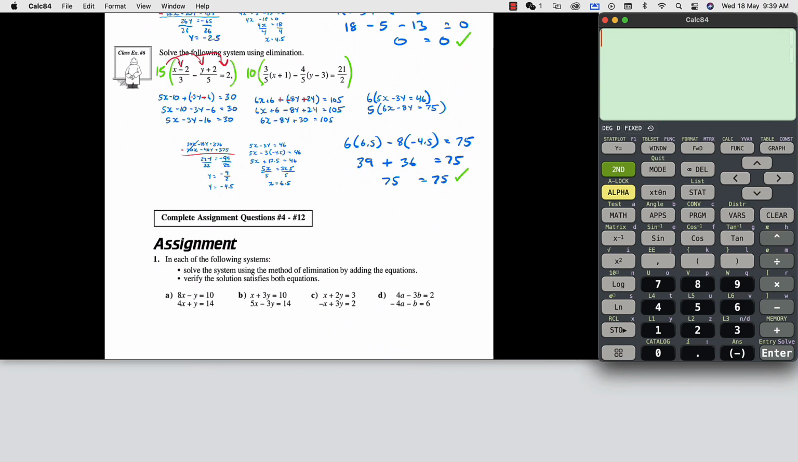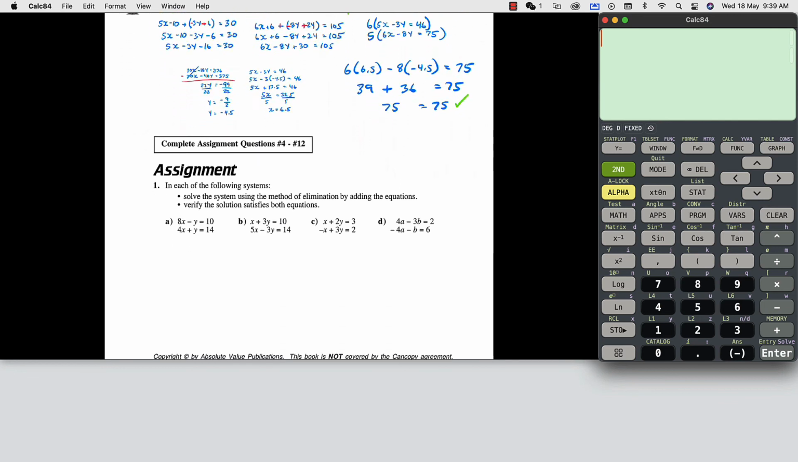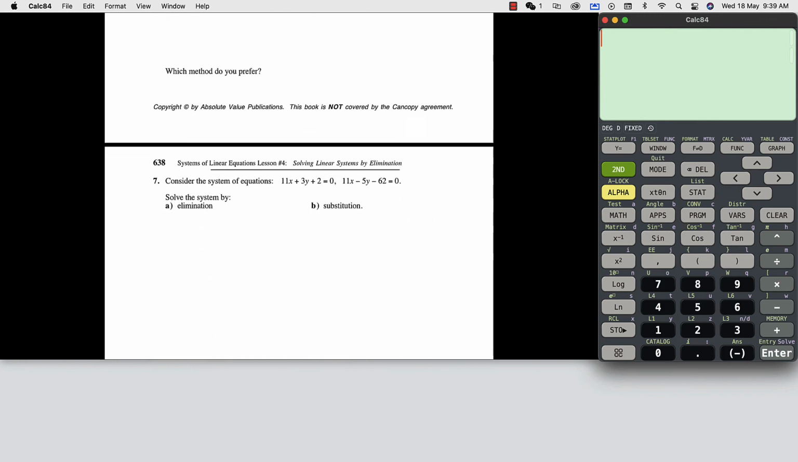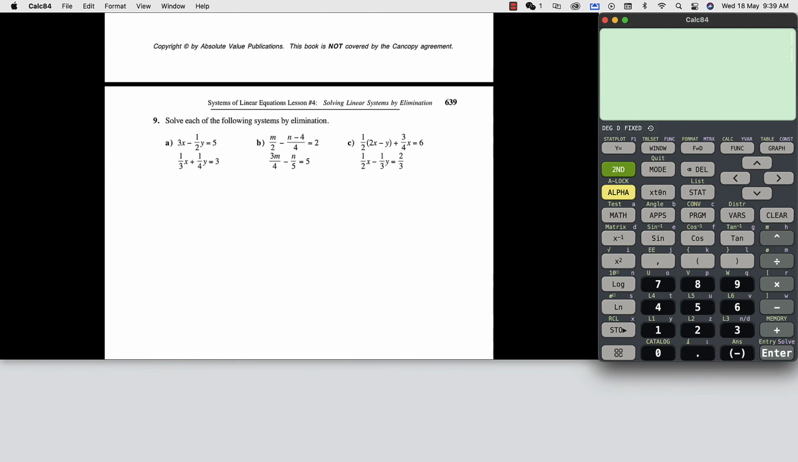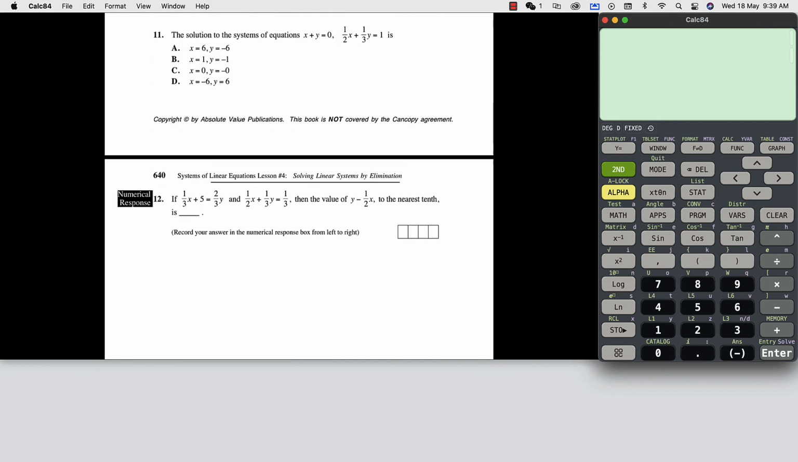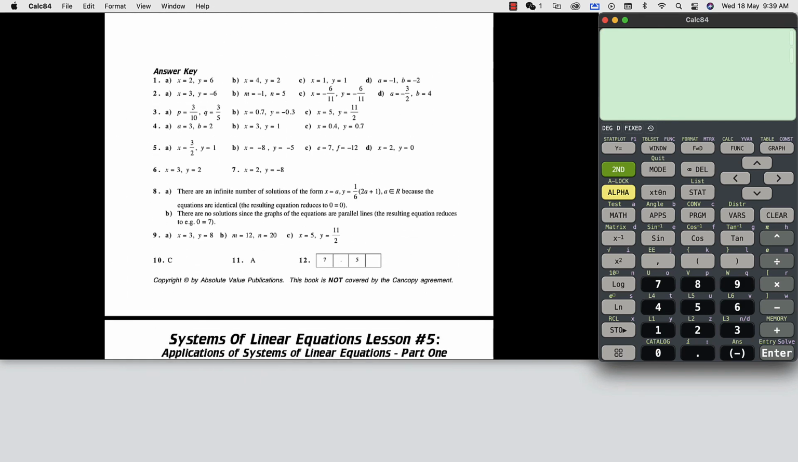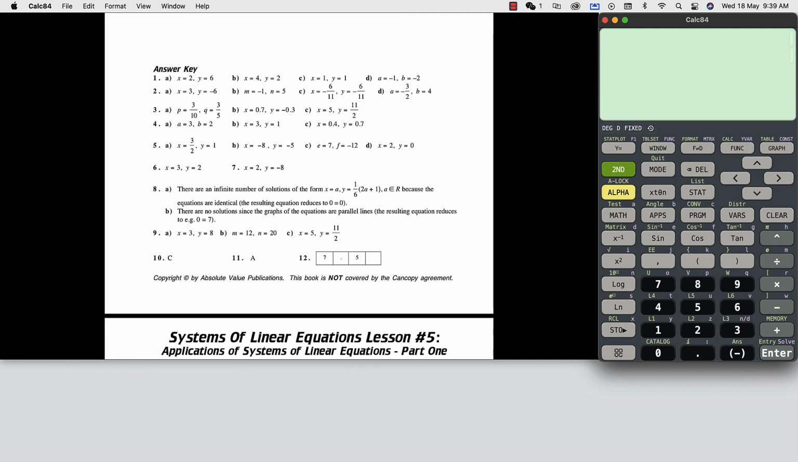Okay, that was a lot of work on this lesson, and now we're moving into the assignment on page 635, and there's lots of work here, and the answers are at the end right here on page 640. See you in class.